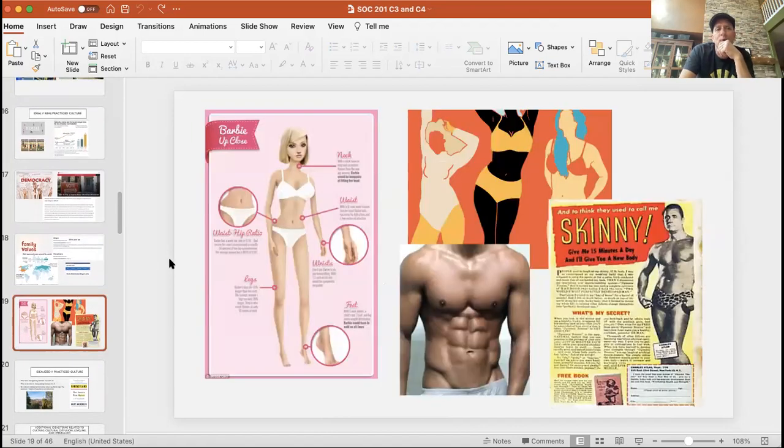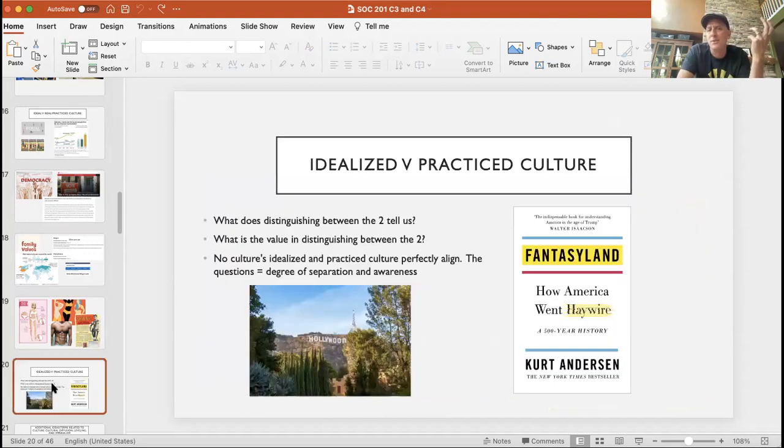And there are other examples of idealizations in culture as well. It's about the body, the male body, the female body, what we idealize versus what the practiced culture is. We can get into a lot of tension points where we idealize certain ideas of femininity or masculinity, but the ways in which people actually live their lives are different. It can impact us in very detrimental ways, so being aware of that is really important.